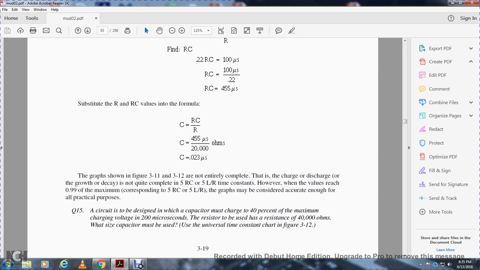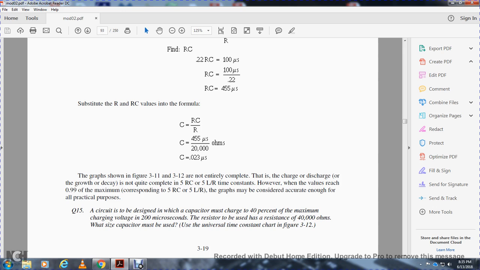The graph of figure 3-11 and figure 3-12 shows the entire concept of the chart, covering discharge, growth, and decay. The complete circuit takes 5 RC and 5 L/R time constants. However, the value reached at 99% corresponds with 5 RCs and 5 L/R, and the graphs are considered accurate enough for the particular purpose.